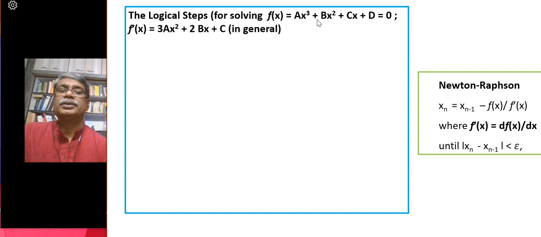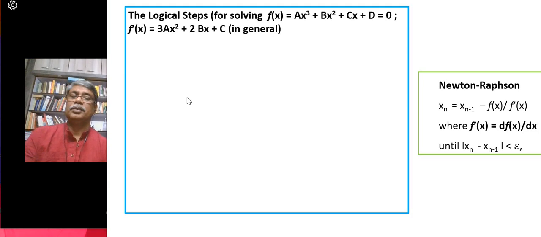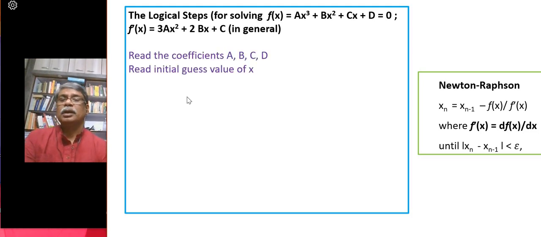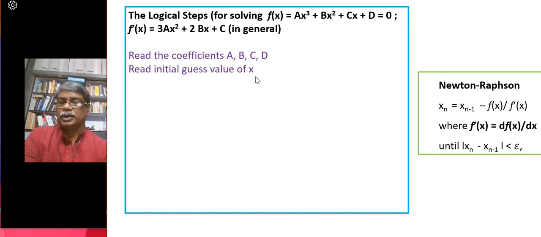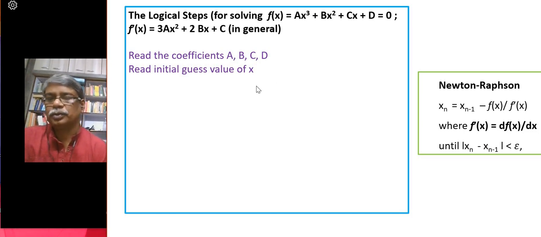So f(x) is a function. I am writing the general cubic function, and naturally f prime, the first derivative, is 3x squared plus 2bx plus c, in general, if it is a cubic one. And then the starting point is you have to read the coefficients a, b, c, d, so that you have to supply to the computer. Not only that, the computer will ask for an initial guess, that also you have to give as initial guess x or x0.